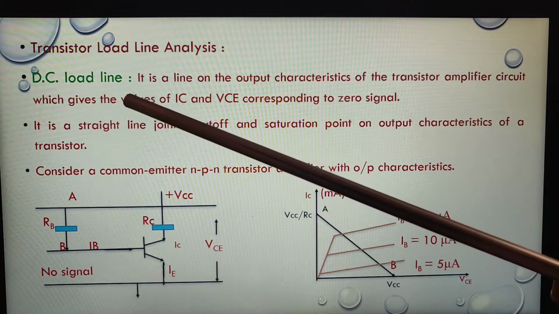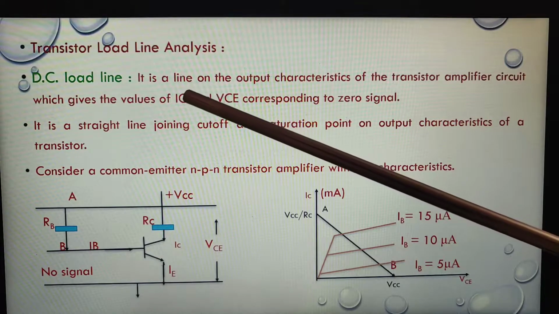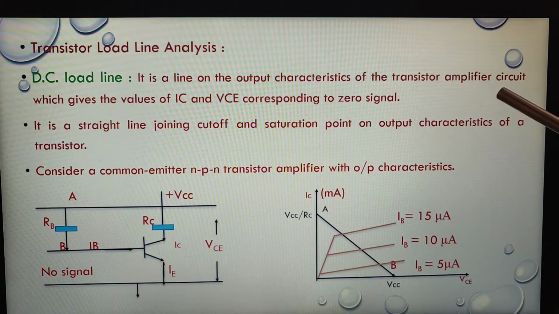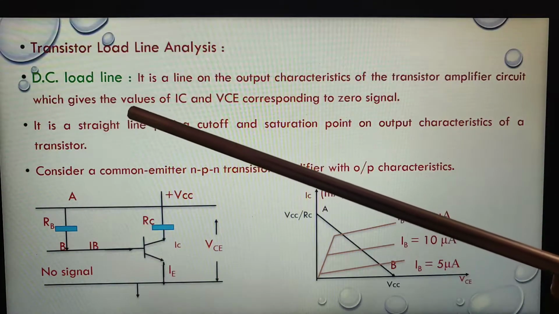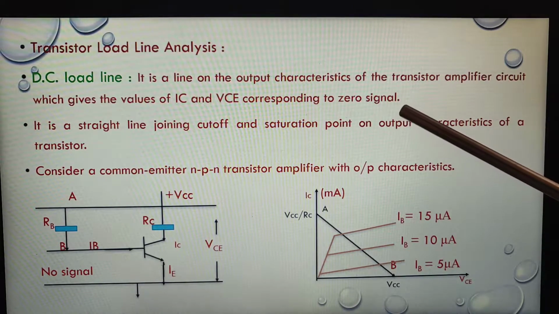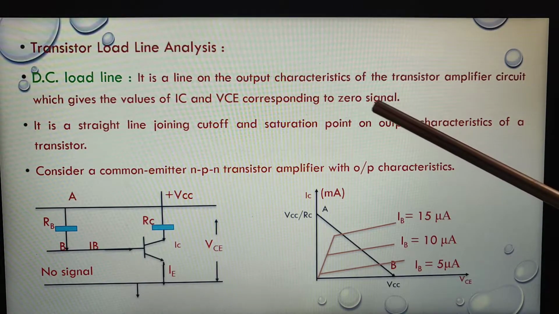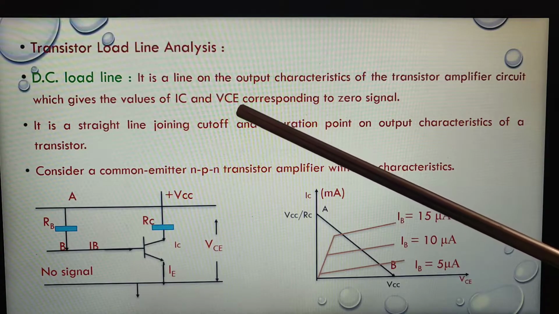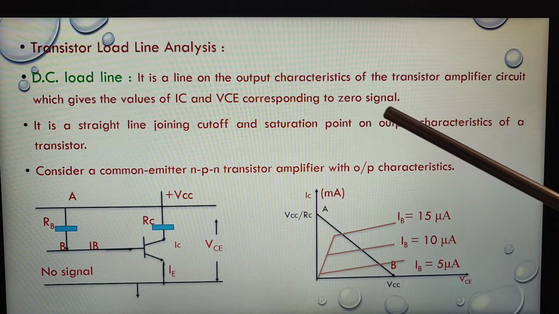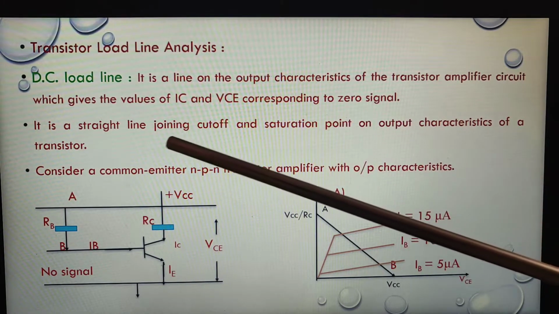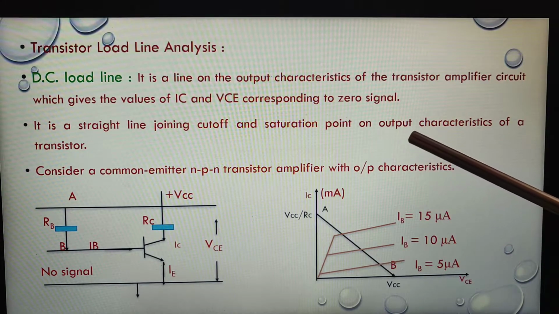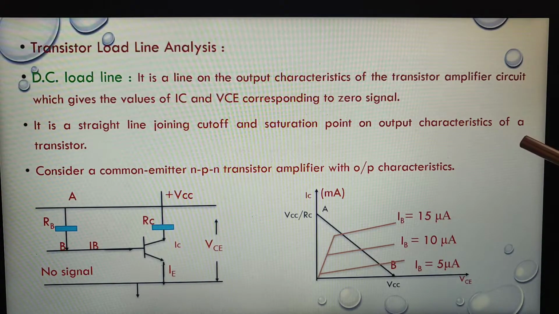First we see DC load line. It is a line on the output characteristic of the transistor amplifier circuit which gives the values of IC and VCE corresponding to zero signal. That means here we have to plot the curve of IC versus VCE corresponding to zero signal. It is a straight line joining cutoff and saturation point on output characteristic of a transistor.